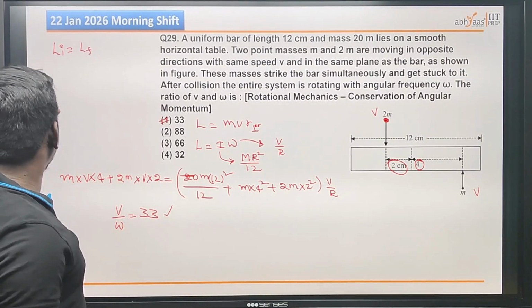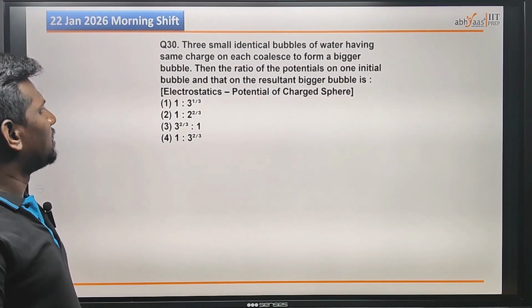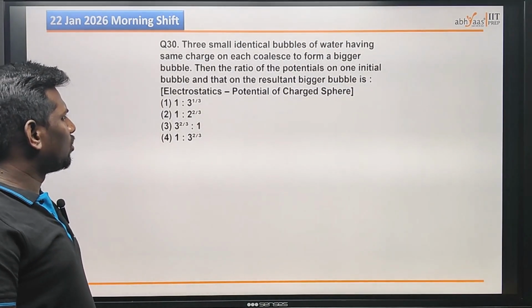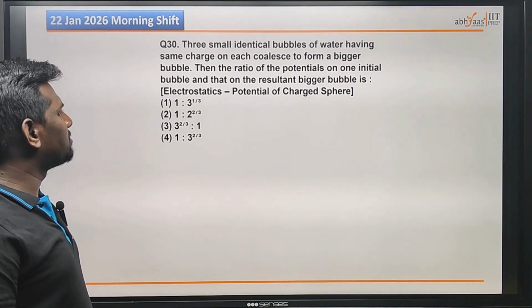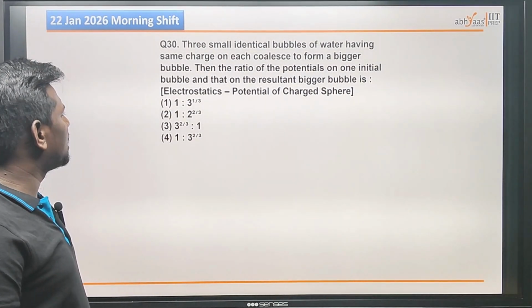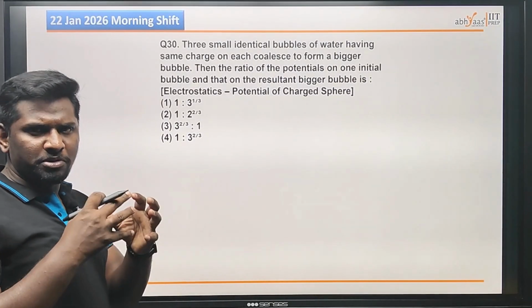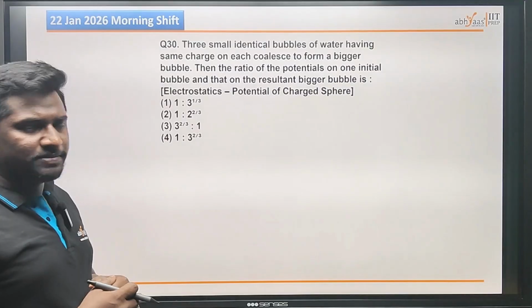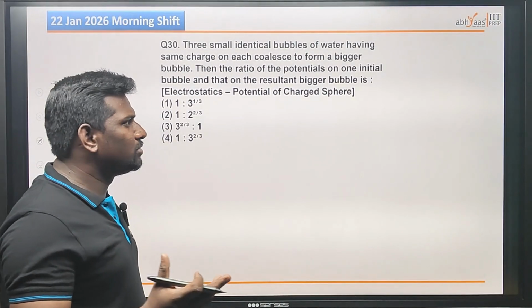So next question, see here. Question number 30. Small identical bubbles of water having the same charge on each coalesce to form a bigger bubble. Then the ratio of the potential on one initial bubble and that of the resultant bigger bubble. So three bubbles are there. They are forming one bigger bubble.